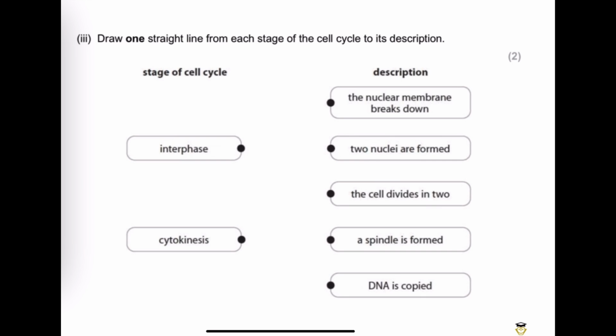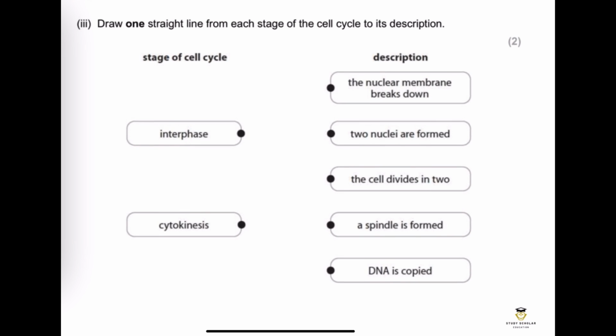So 3I, draw one straight line from each stage of the cell to its description. So these are the stages of the cell, these are the descriptions. So interphase is the first stage of the cell cycle. This is where the DNA is copied and doubled. So it is over here.